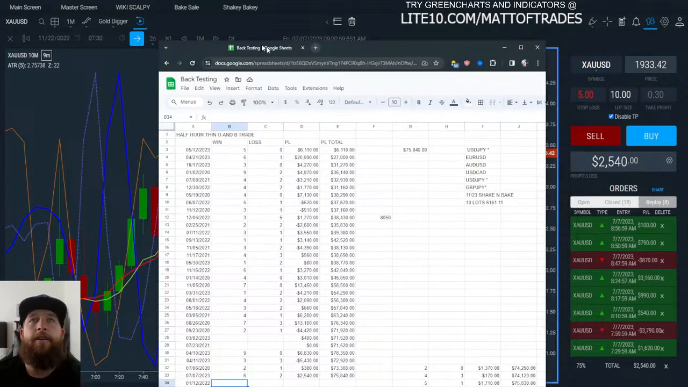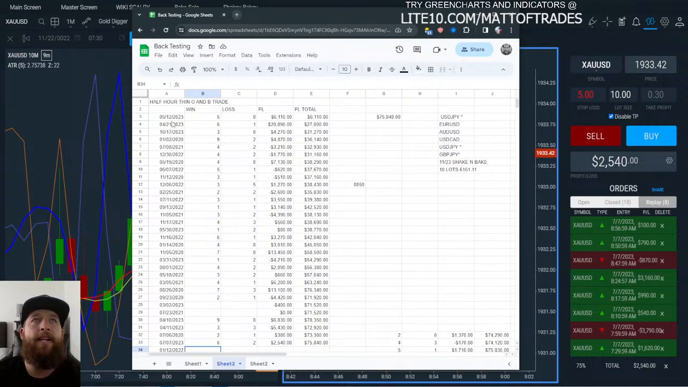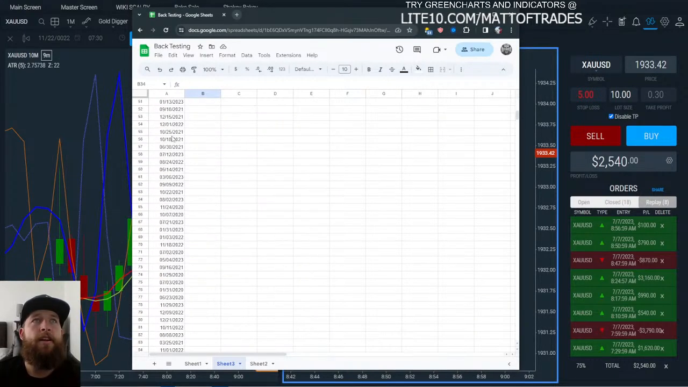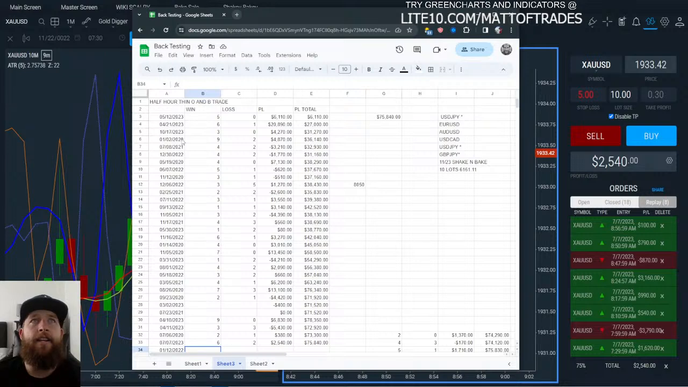Bring that up here. So basically what I do is I get a random date generator and then back test those days, and this is between 7:30 a.m. and 9 a.m. Mountain Time. I'm keeping a set lot size of 10, and this is on gold, so that's a relatively big lot size. Just 10 lots per trade, and then wins, losses, the P&L for that day, and then the total.